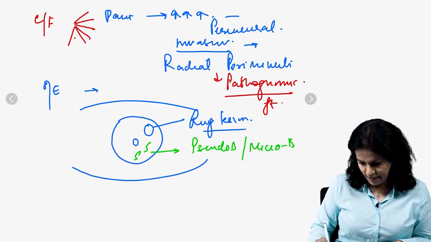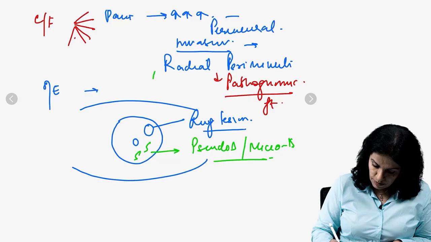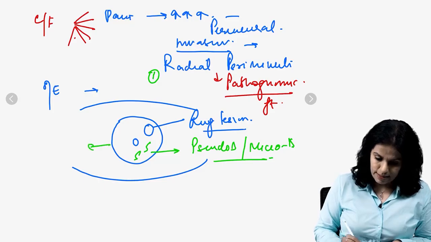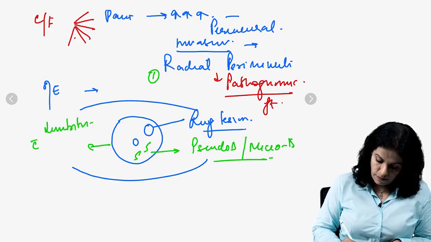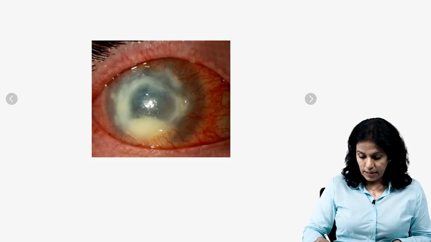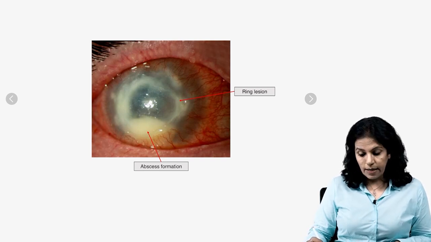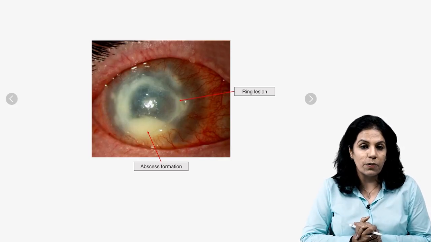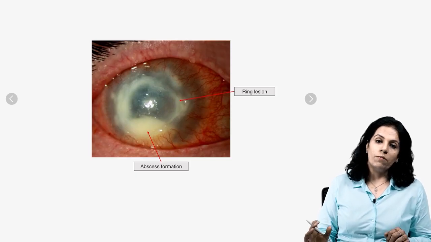Pseudodendrites or microdendrites. Anything else? What is the next feature you can get? Of course, apart from radial perineuritis, don't forget that, there can be limbitis with stromal infiltration. Sometimes this ring lesion can be associated with abscess formation. So that can be another presentation. This is the examination finding, so you can note this down on the diagram. Sometimes it can be associated with infiltration and abscess formation.